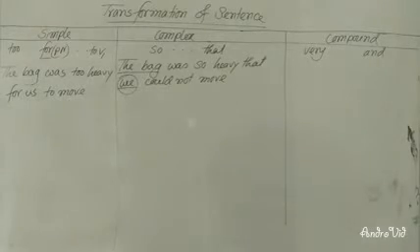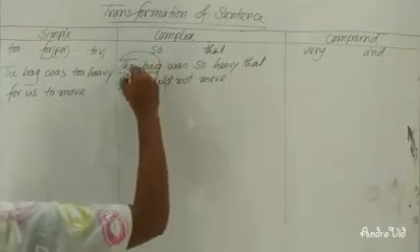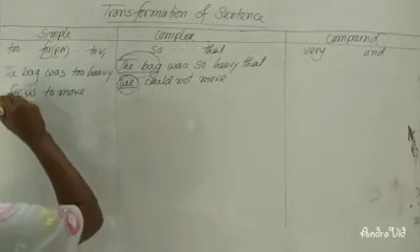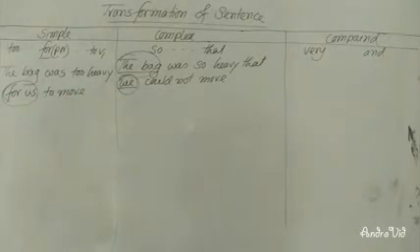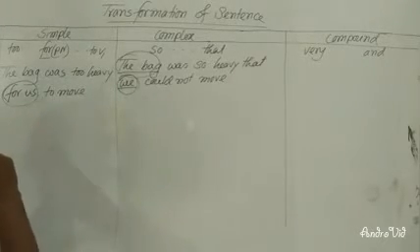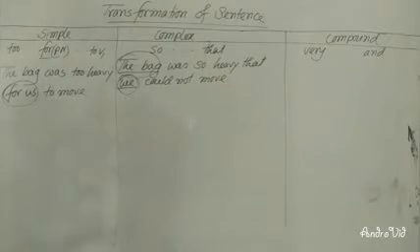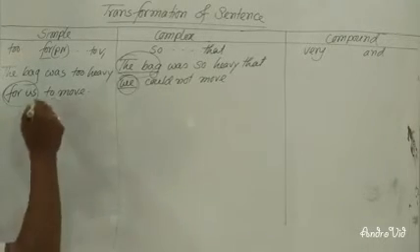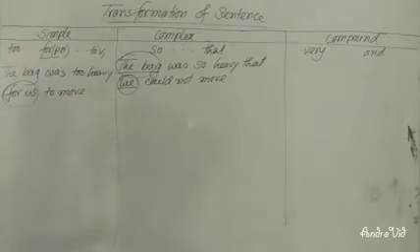So as there is a different subject, I have used here for us. If you have we, then you will have to write us. If you have they, then you will have to write for them. If you write I, then you will have to write for me. Like this way, you will have to change it at the time of changing from complex to simple.